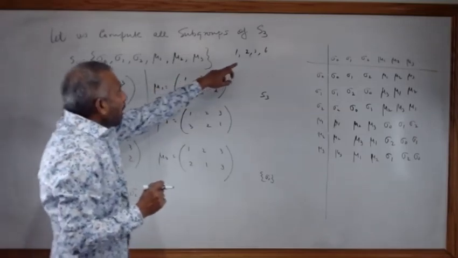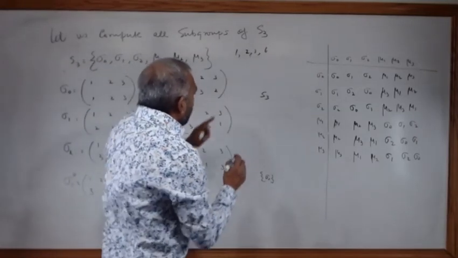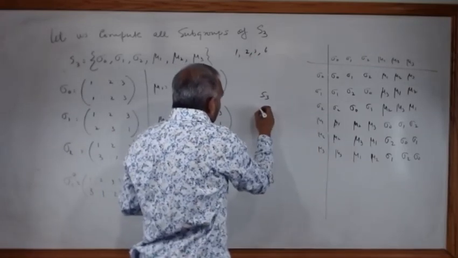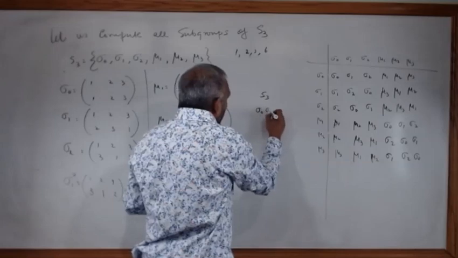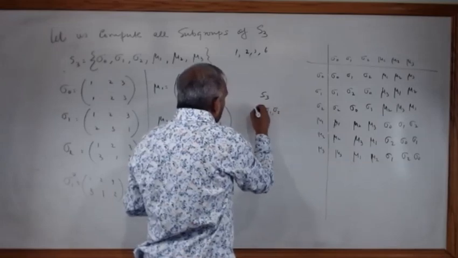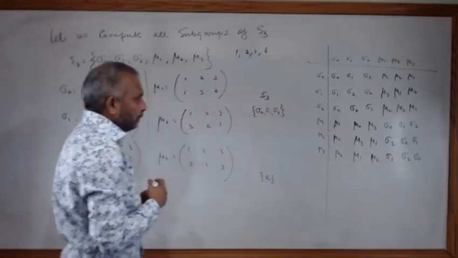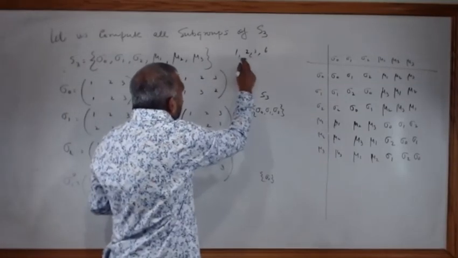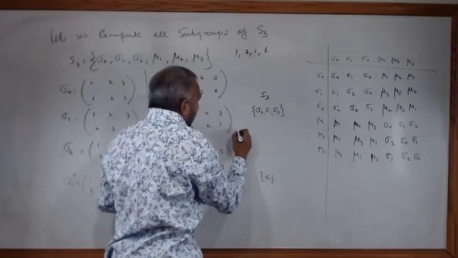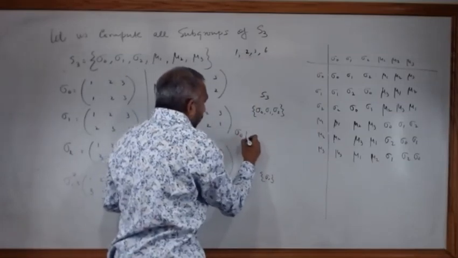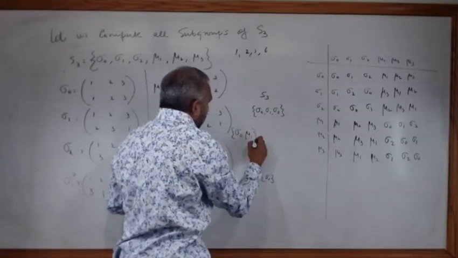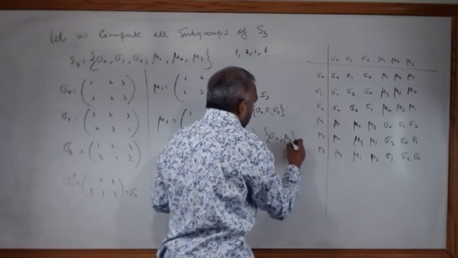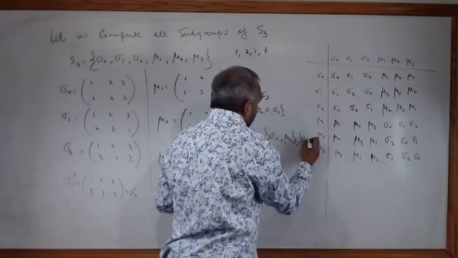And there is only one, you can verify this, only one subgroup of order 3, and that is sigma 0, sigma 1, and sigma 2. And there are 3 other subgroups of order 2, and those are {sigma 0, mu 1}, {sigma 0, mu 2}, and {sigma 0, mu 3}.